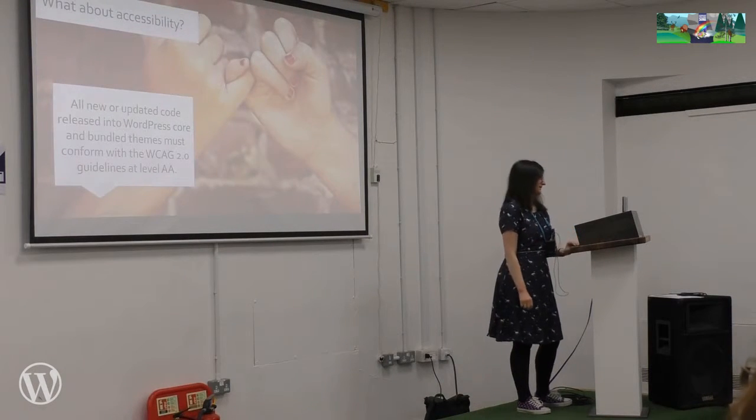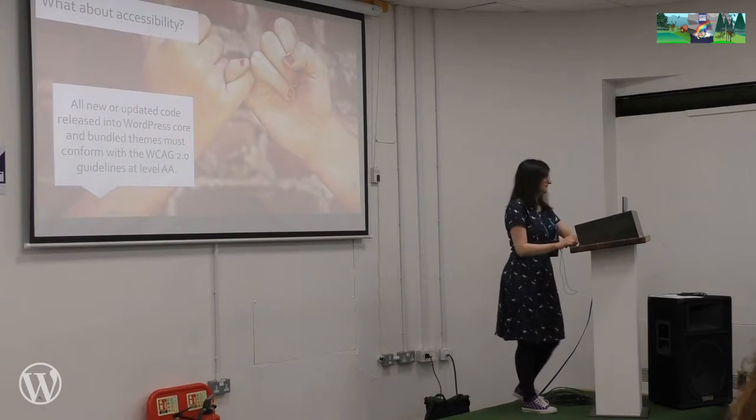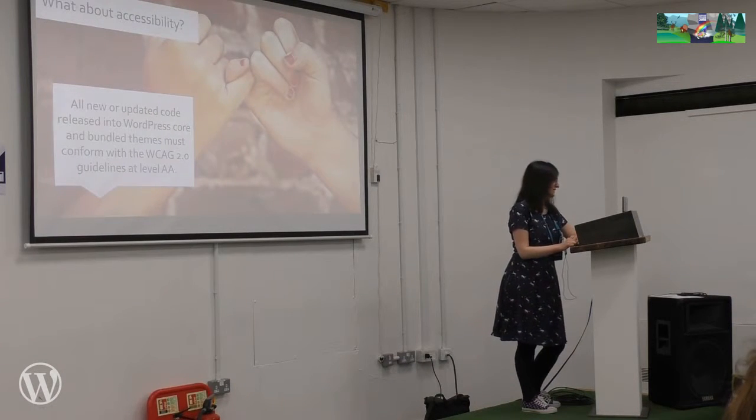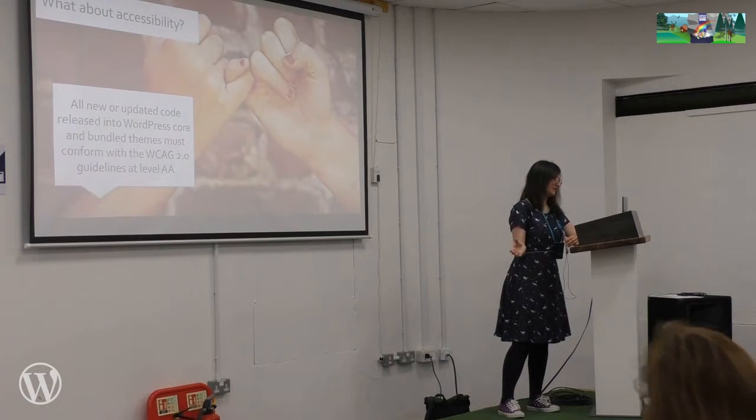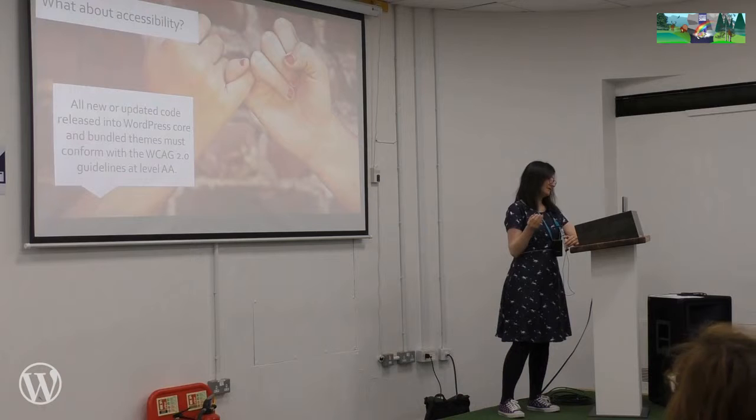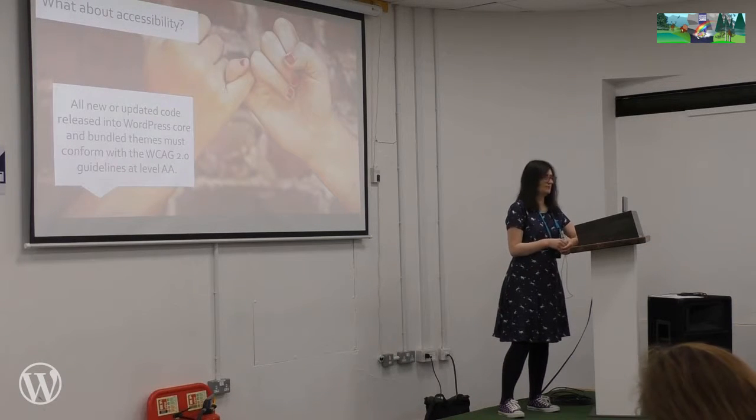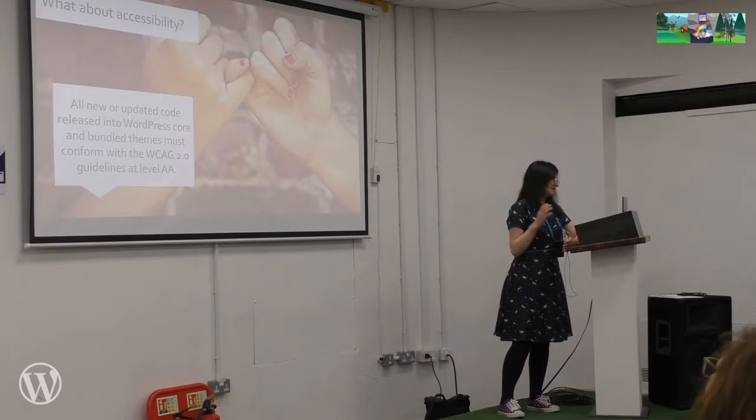So what about accessibility? Back in 2016, WordPress made a commitment that all new updated code that goes into WordPress core and bundle teams must conform with the WCAG 2.0 guidelines at level AA. I'm not going to go into depth about what the WCAG 2 guidelines are. It's a long document. But basically, they cover the major categories of disabilities, which are visual, motor, auditory, and cognitive. And this is basically a requirement. This is not a nice to have.